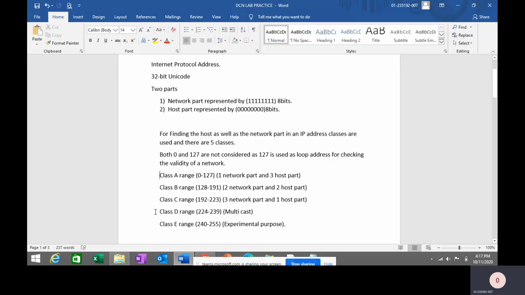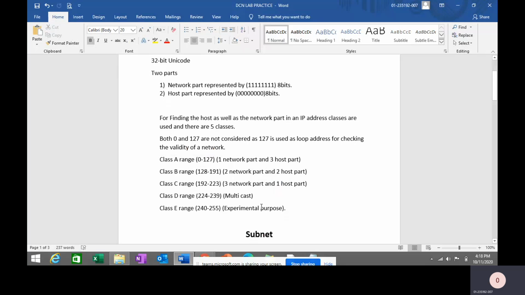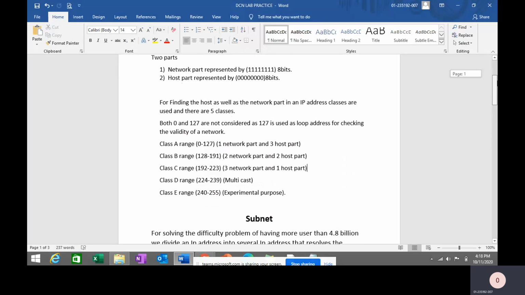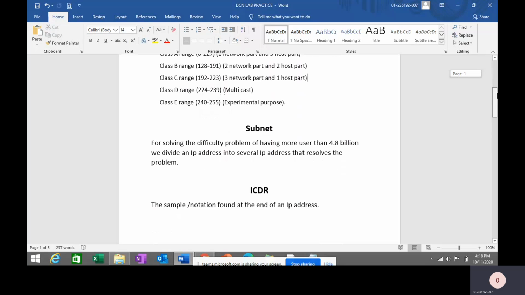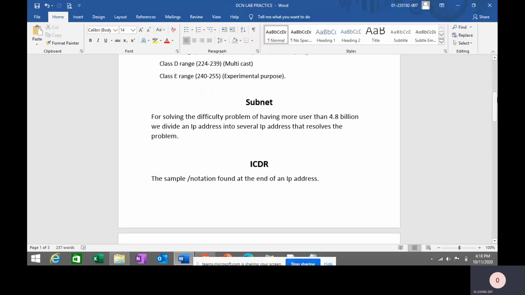As I have earlier mentioned, classes D and E are not that frequently used. Class D is used for multicast and class E is used for experimental purposes. So we will focus on these 3 classes while solving a subnet problem. Now, after understanding this brief concept, you will be able to solve the problem of a subnet.